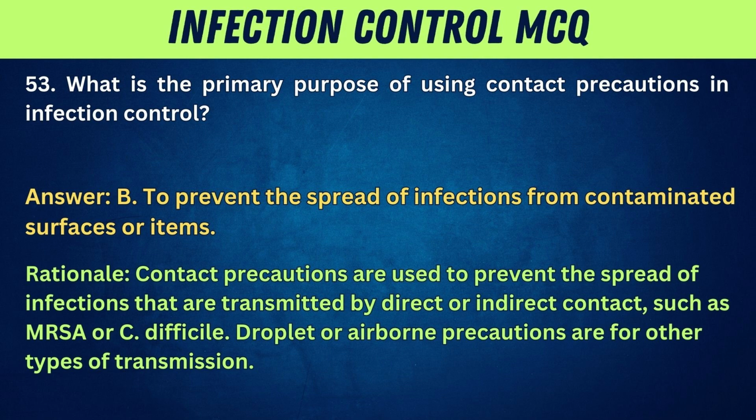Answer: B. To prevent the spread of infections from contaminated surfaces or items. Rationale: contact precautions are used to prevent the spread of infections that are transmitted by direct or indirect contact, such as MRSA or C. difficile. Droplet or airborne precautions are for other types of transmission.